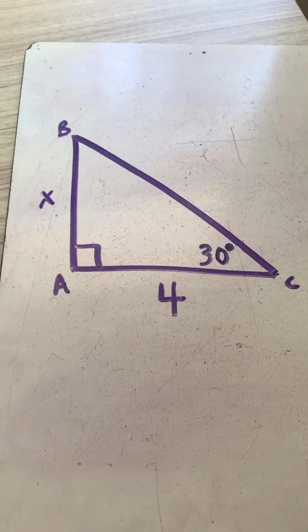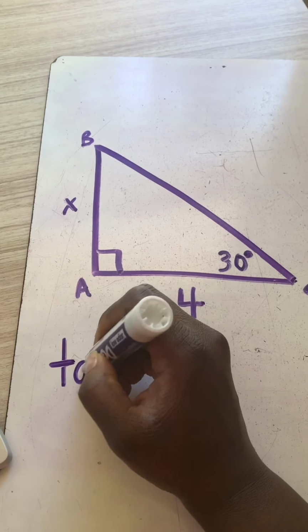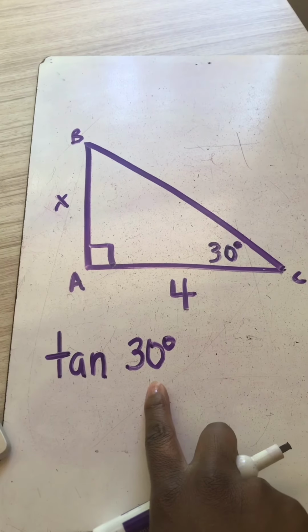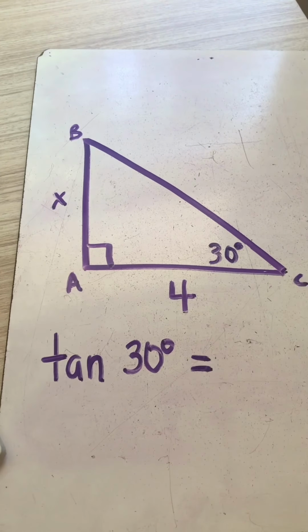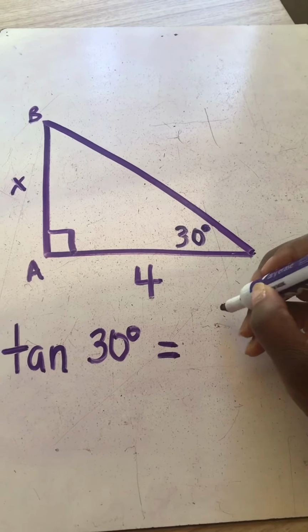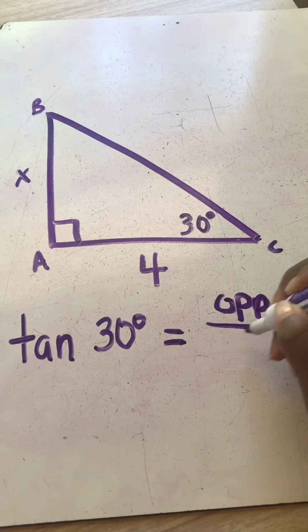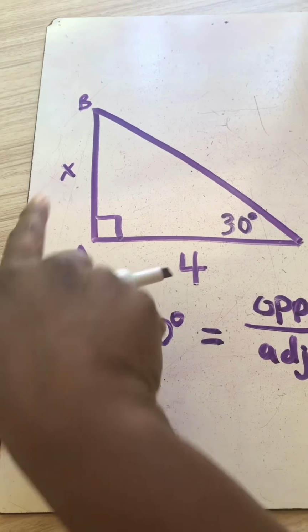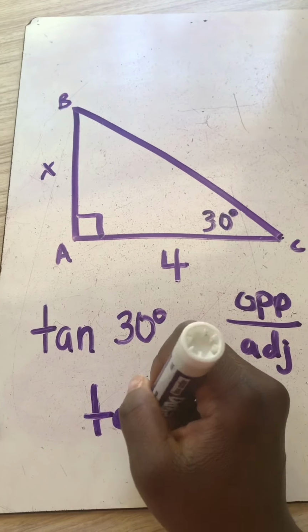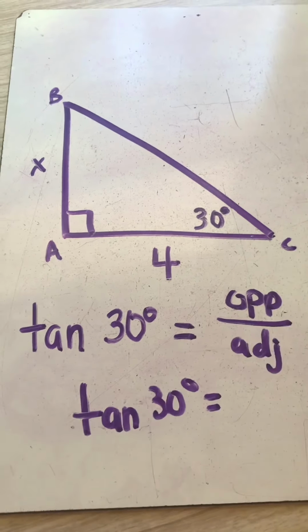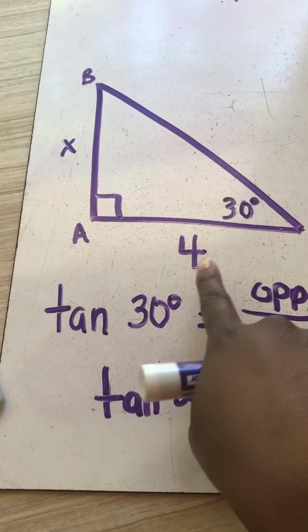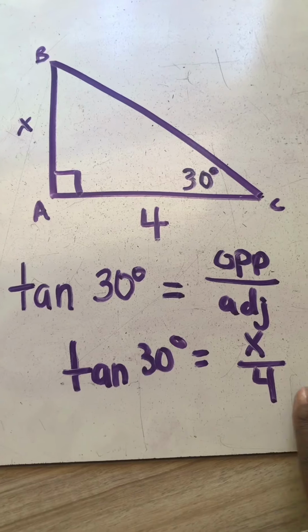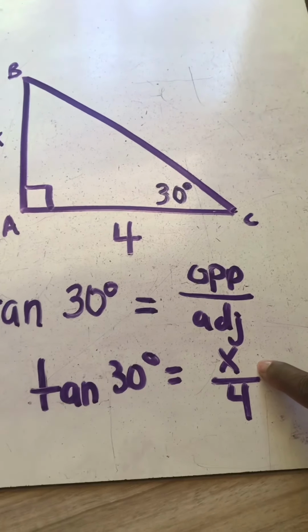So the way I'm going to set it up is tangent of 30 degrees, this is like my theta, remember? That should be equal to, remember tangent is opposite over adjacent. What did we say the opposite side was? We said that tangent 30 degrees would be equal to x over, in the adjacent side, 4. So now we have an equation where we can solve for x.